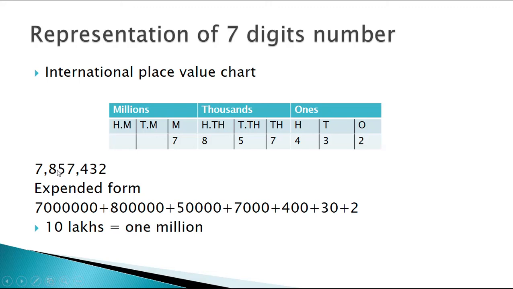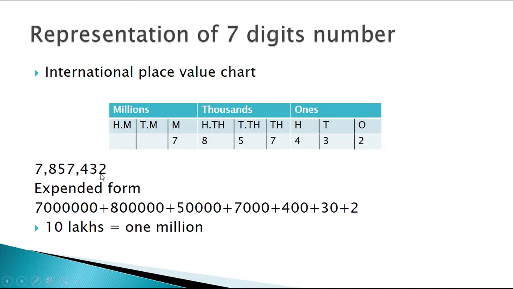Then 8. After 8, here is a 5 digits. So we will put 50. Then 5. After 5, here is a 4 digits. We will put 4 zeros. Then 7. After 7, here is a 3 digits. We will put 30. Then 4. After 4, 2 digits. We will put 20.